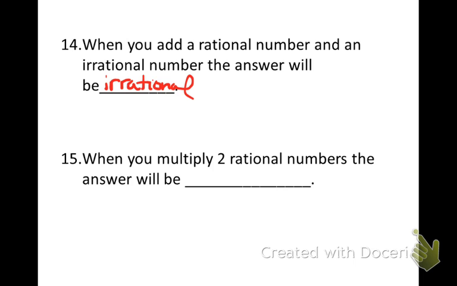When you multiply two rational numbers, the answer will be, okay? So again, you're taking two numbers that end, or repeating decimals, and when you multiply them, they still are going to end, so it would be a rational number.